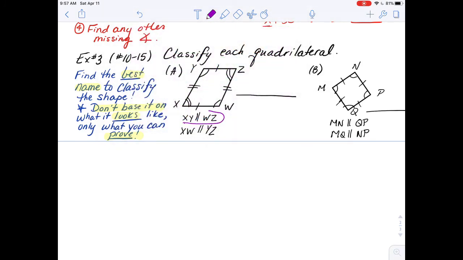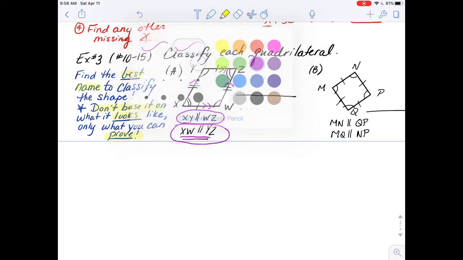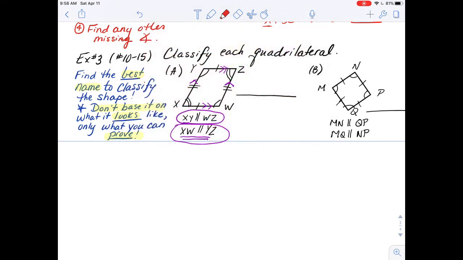So XY is parallel to WZ. So I'm going to put that parallel symbol here. I also know that XW is parallel to YZ. So that shows me 2 pairs of parallel sides. So that's a parallelogram. Now look at the angles to see if I can call it a rectangle. Well, inside, I can see these are the same, but these are different. So it is not a rectangle.